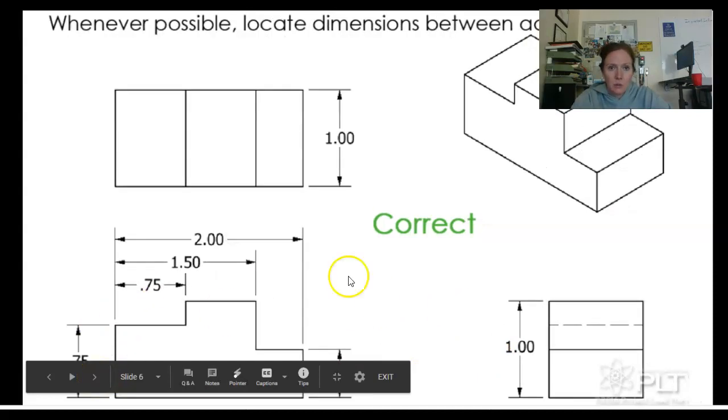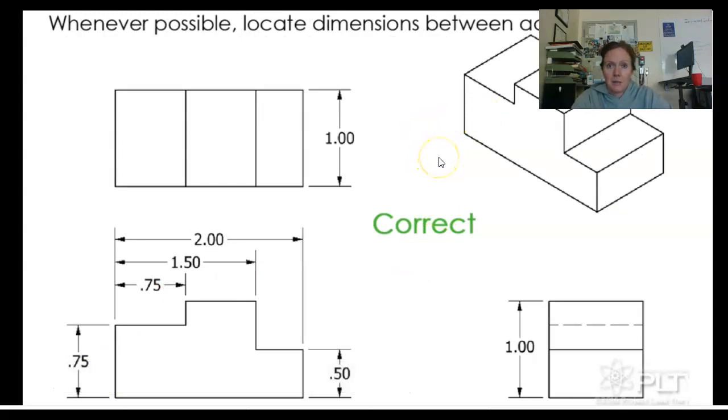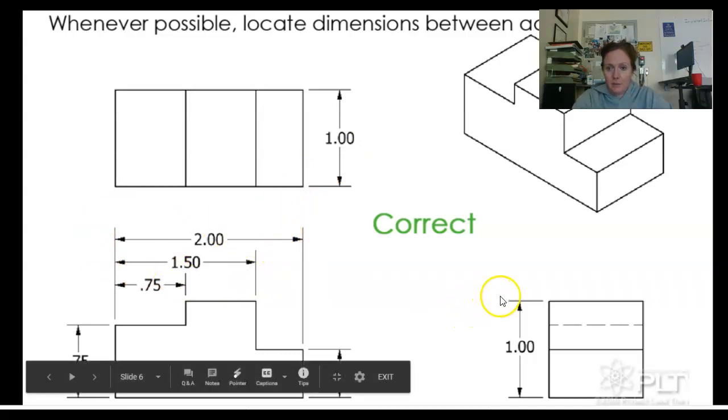And finally, rule number 3 is whenever possible, locate the dimensions between the adjacent views. So whenever possible, the depth should always be on the right side of the top view. The width should always be on the top of the front view, and the height should always be on the left side of the right view.